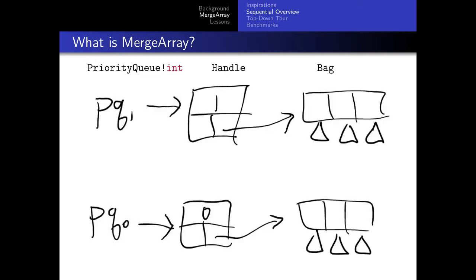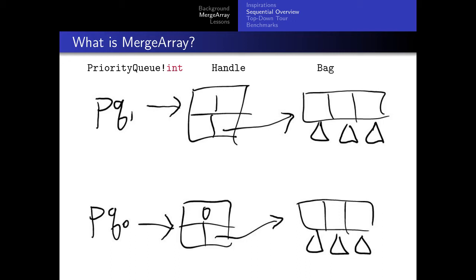So now I want to give sort of a back of the envelope merge array overview here. The idea for merge array is that you have PQ1 and PQ0. Those are both basically just pointers to a node, which is a handle to a bag, which is an array of normal sequential priority queues. And PQ0 is the same thing. These nodes in the middle each have an ID, 0, 1, so they know that they're different, and that one can go before the other in an ordering of their IDs.